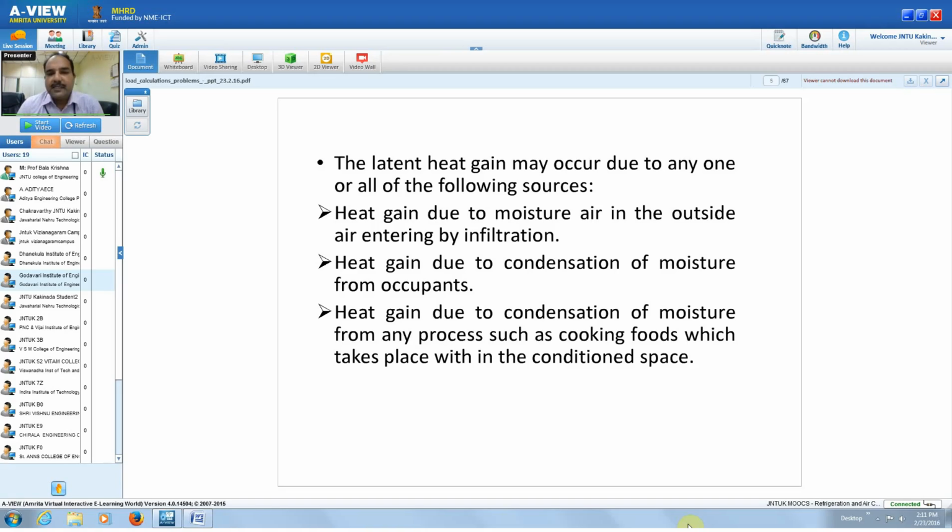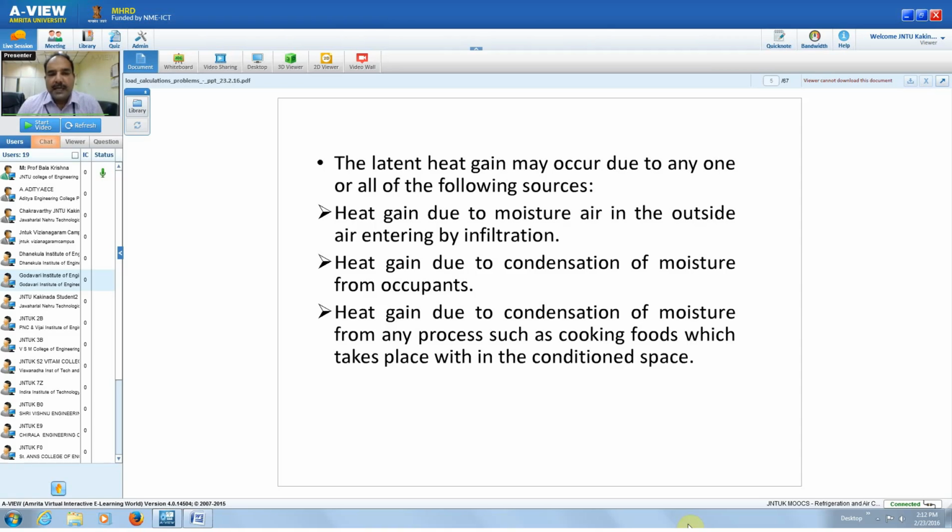We have discussed previously what infiltration is. The second point is heat gain due to condensation of moisture from the occupants. Occupants means, if it is inside a room, the human beings are the occupants. Depending upon their nature of work, the heat can be calculated, like whether they are simply listening in the class, or doing some work, or doing computer work. These are called the occupants load.